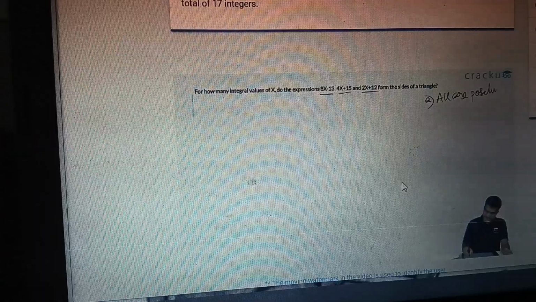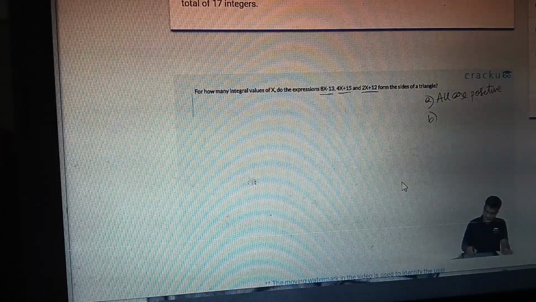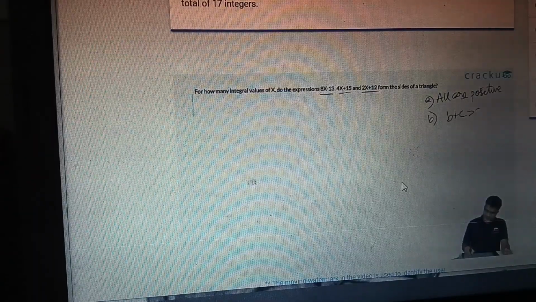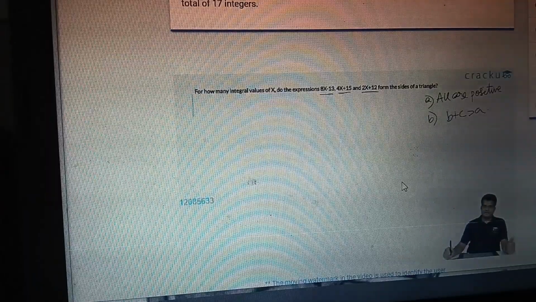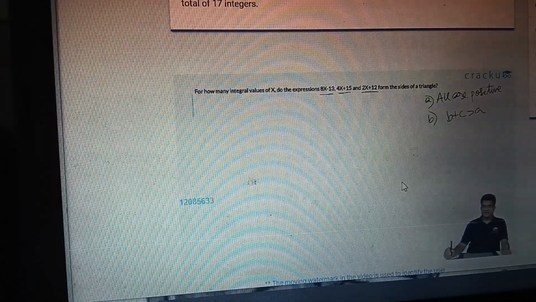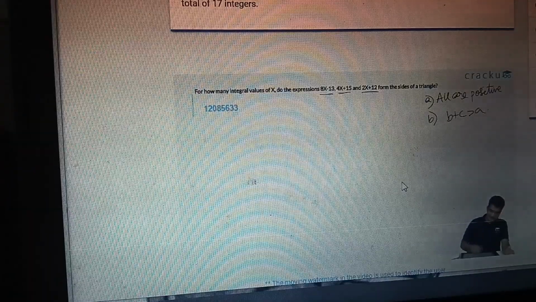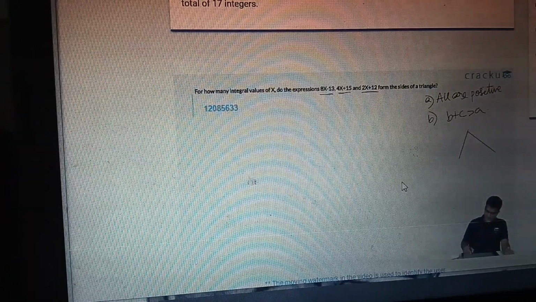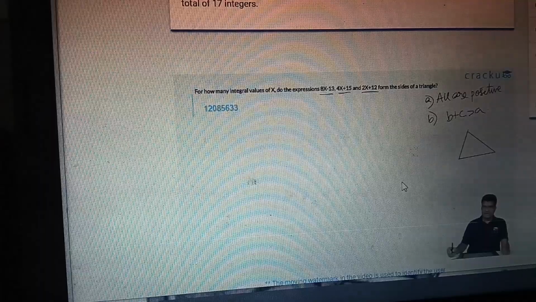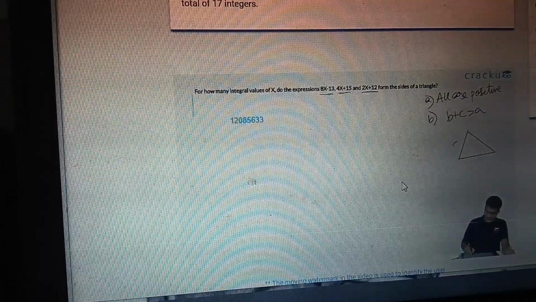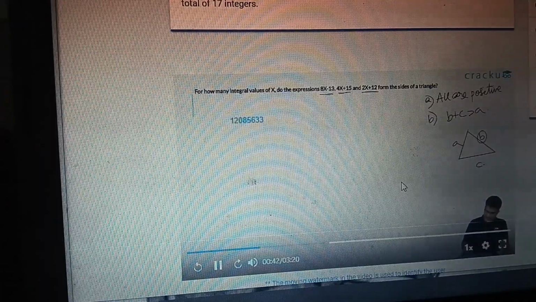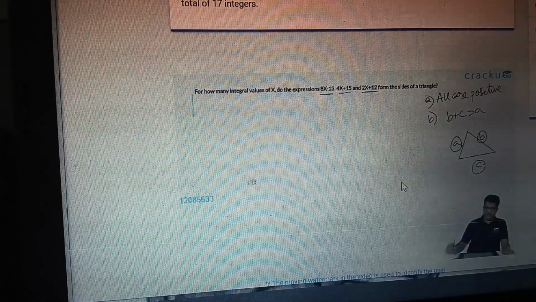The three of them will form sides of a triangle when, first, all of them are positive. Second, if the sum of two of these numbers is greater than the third number. That is the definition of being sides of a triangle. If you look at any triangle, if you add up any two sides, it will be greater than the third side. So if you assume that these are A, B and C, the sum of any two of these sides will definitely be greater than the third side.